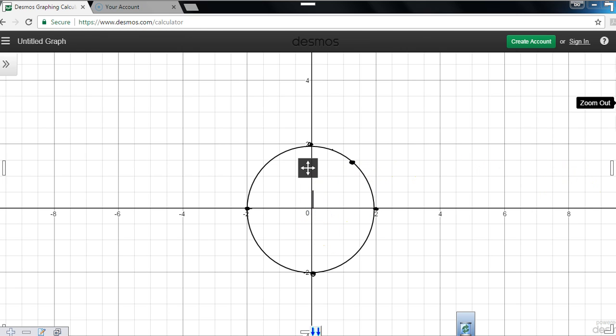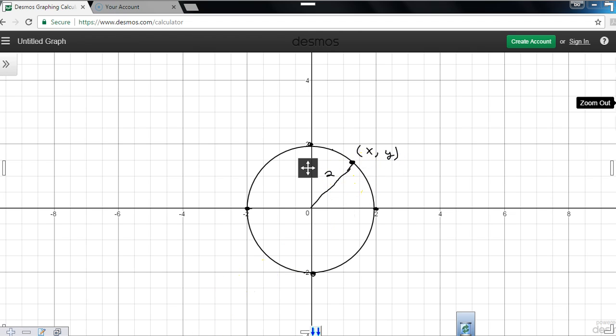My pen is not happy with me right now. Okay, so that's not a good radius. Okay. So let's pretend that that's my radius. My pen's freaking out just a little bit.